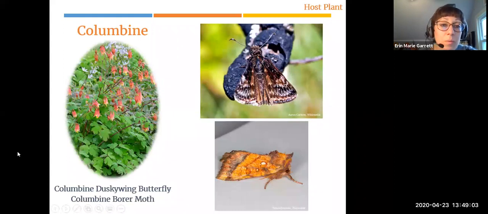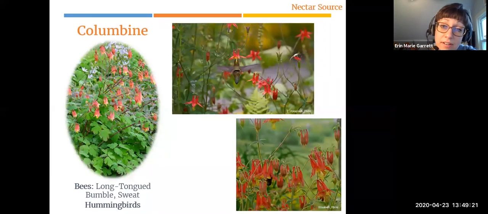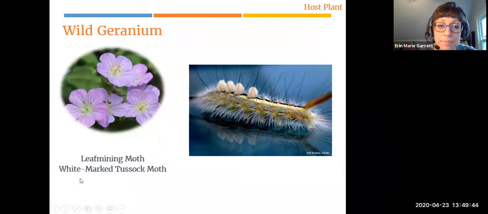Okay, so if we start with Columbine, as a host plant, it's going to support the caterpillars for a butterfly and for a moth. So these are the adult forms of those two that we can have, aptly named after the Columbine. As a nectar source, it's often found being visited by long-tongued bees, bumblebees, and sweat bees, and also hummingbirds. So we can see in some of those photos there, we know that long-tongued bees and hummingbirds can access the nectar that's found in those tubular flowers. It's a red flower, so it's attracting hummingbirds, okay? So putting all those pieces together, we start to see those relationships come together.